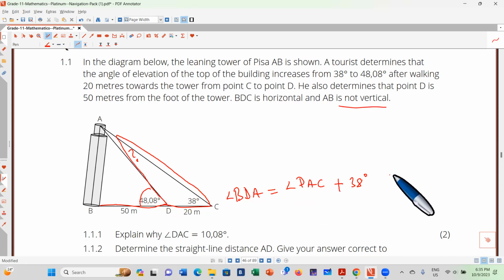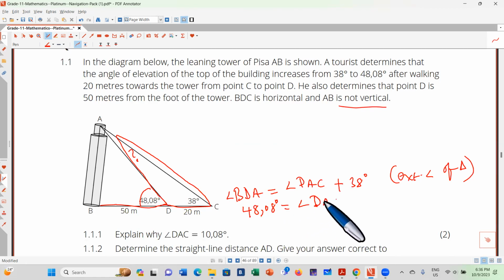The reason is because we're dealing with the exterior angle of a triangle. Right, so the exterior angle of the triangle I've highlighted in red is equal to the sum of the interior opposite angles. Right, so which means you have 48,08 degrees, which is angle DAC plus 38 degrees.